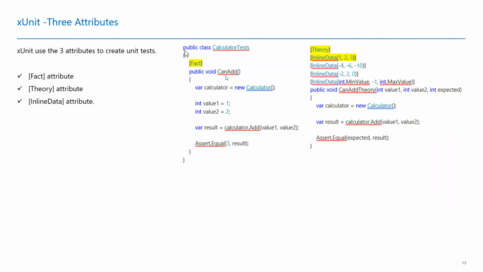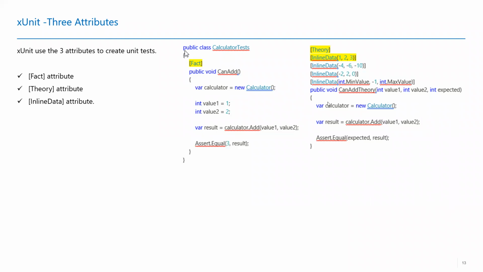So I have a test case called CanAdd. It's a kind of calculator, passing value 1 and value 2, and adding those two numbers. Here I'm not passing any parameters, so I can decorate my test method with the Fact to run and treat this as a unit test.